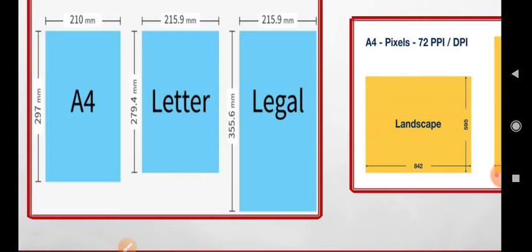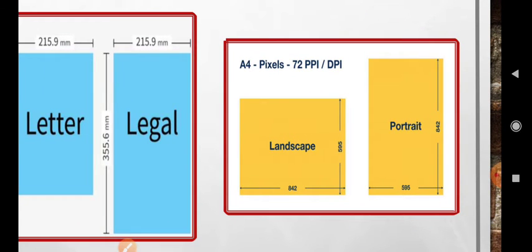Okay, but the vertical size is less than the A4 size, that is 279.4 mm, and legal size is bigger than both the sizes, that is 215.9, and in vertical position it is greater than A4 and letter size, that is 355.6 mm. So these were the sizes of the paper. Correct?